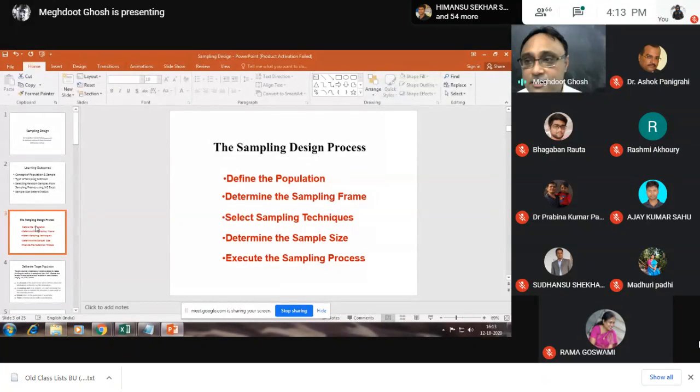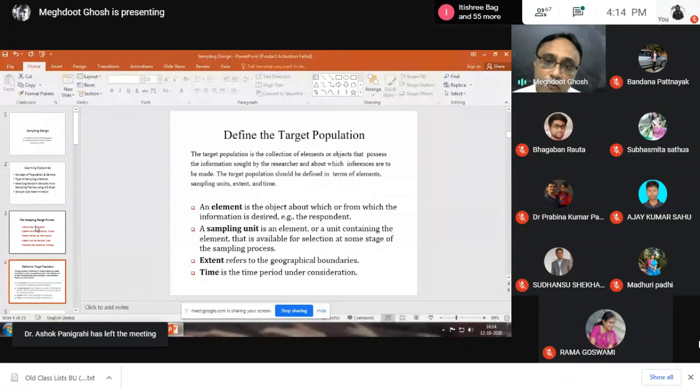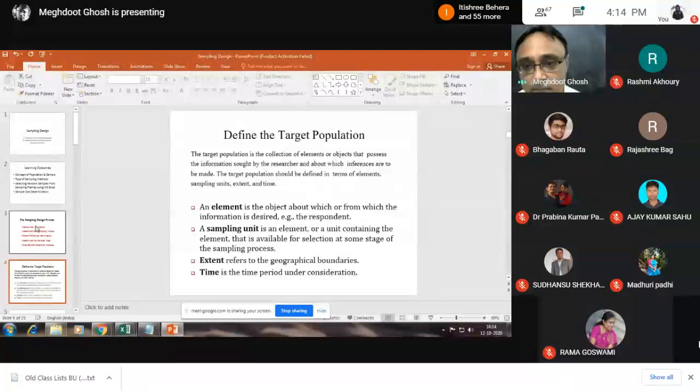Okay. Let's come to the target population. The target population is what? It is basically the collection of elements or the collection of objects that possesses the information sought by the researcher. Whatever information I actually need as a researcher, I can get it from the collection of the elements, and those elements are known as the population.